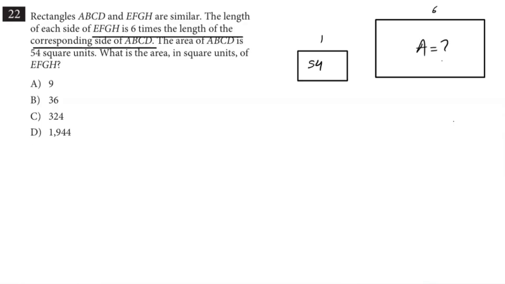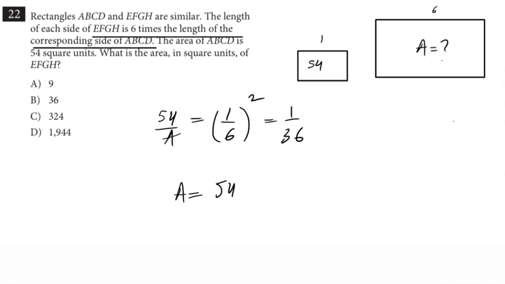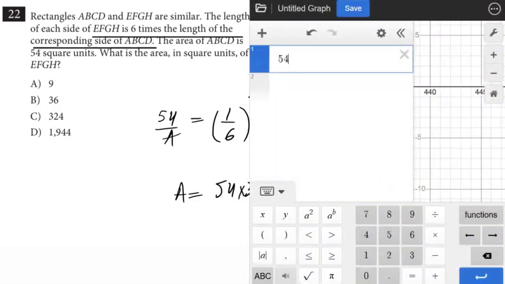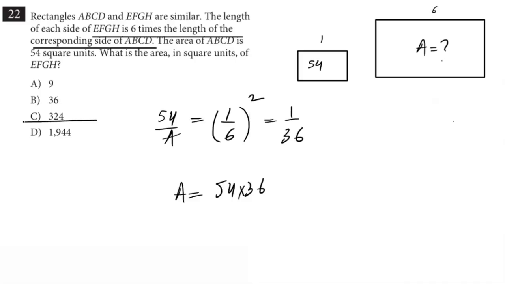This is 54. So what is the area we need? We know that the ratio of the areas is the square of the ratio of the sides, so this is 1/36. Let's just cross multiply. So the area is going to be 54 times 36. Let's check what this value is, 54 times 36. That's 1944, so D is the correct answer.